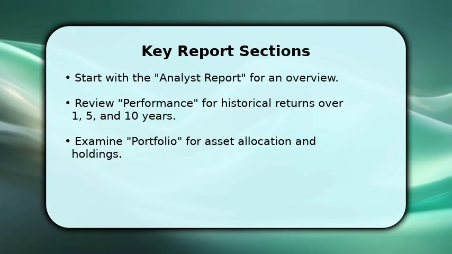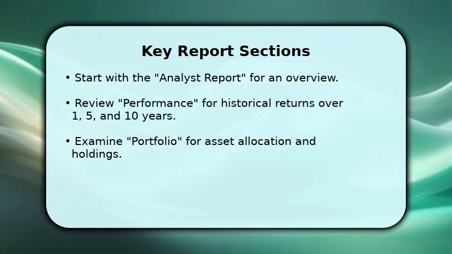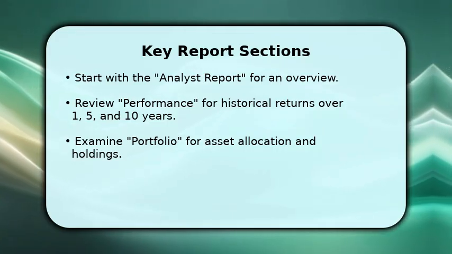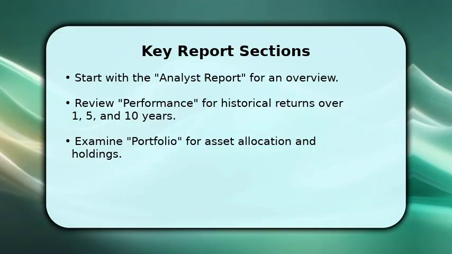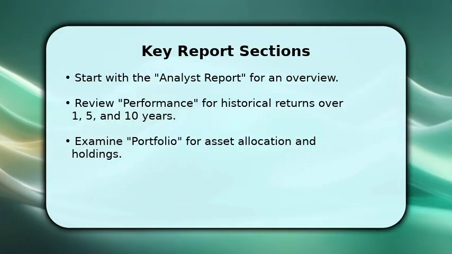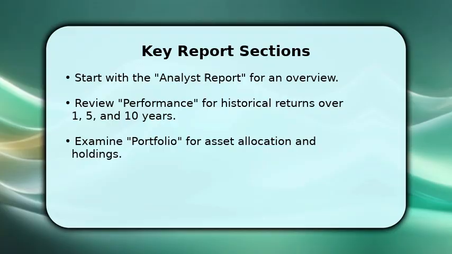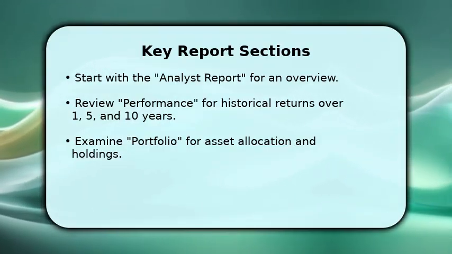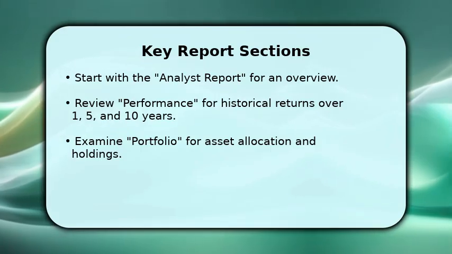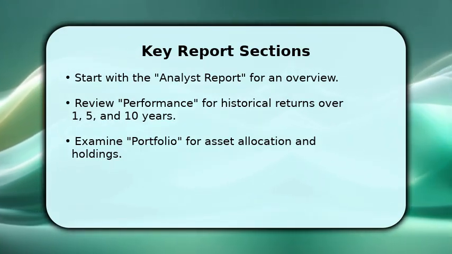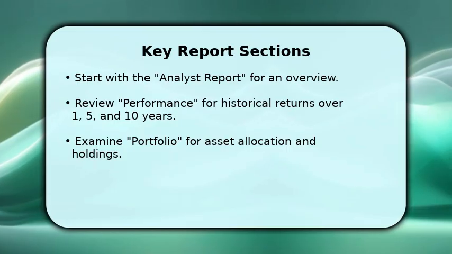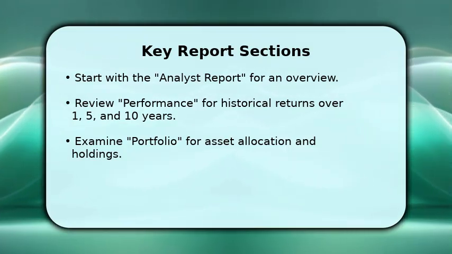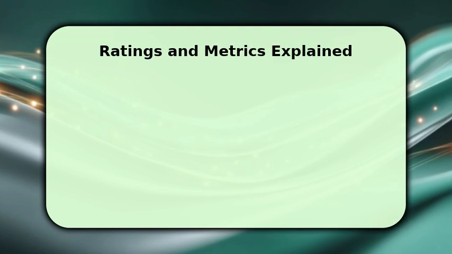Next, let's navigate the key sections. Begin with the Analyst Report for a concise summary and Morningstar's qualitative assessment. Then move to the Performance section, which details historical returns, often showing data for 1, 5, and 10-year periods. This helps you gauge consistency. Finally, the Portfolio section reveals the underlying asset allocation and specific holdings, giving you insight into what the investment actually owns. Now let's decode the ratings and metrics.